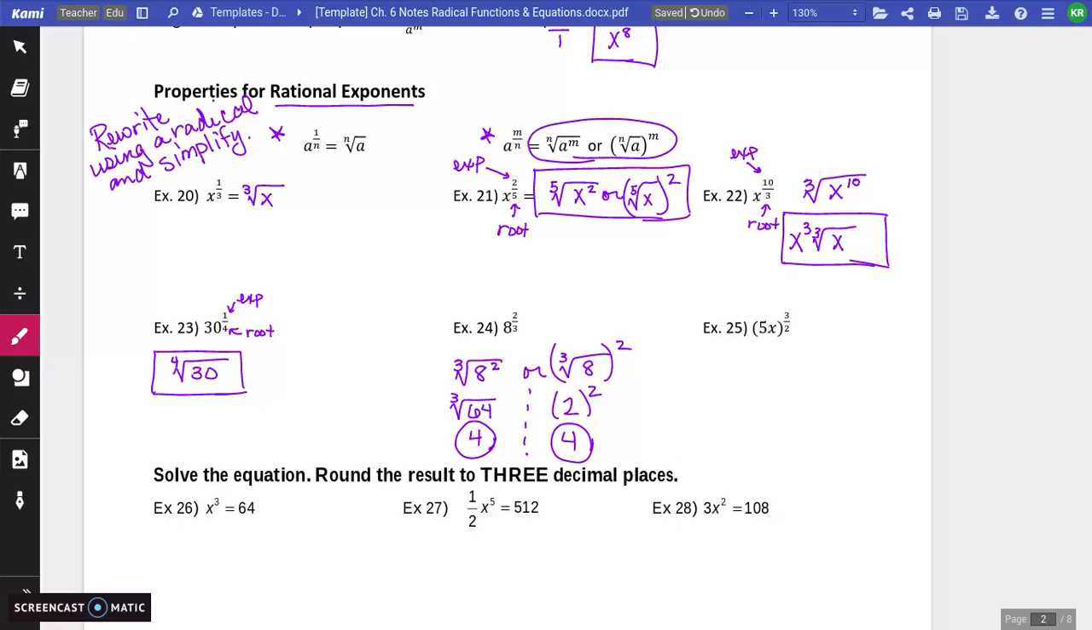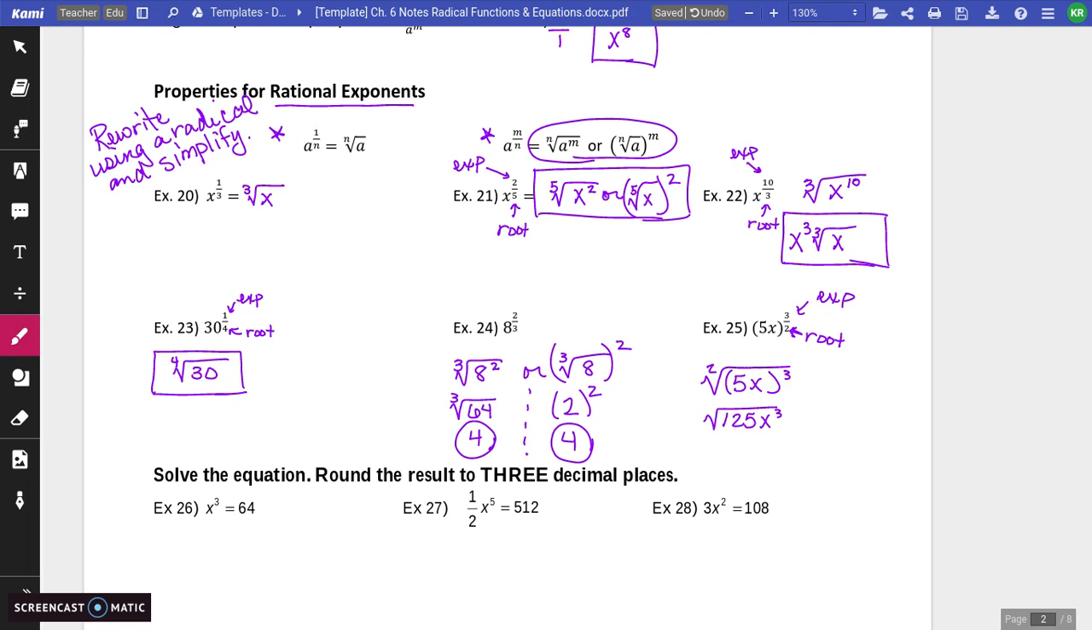Okay, 25, 5x to the 3/2 power. So that 2 is your root. Your 3 is your exponent. Because it's a 2, that would be a square root. If you want to write a 2 there, just to remind yourself, that's fine, of 5x cubed. So I'm going to go ahead and cube my 5x. That's going to be 5 cubed is 125, and then x cubed.